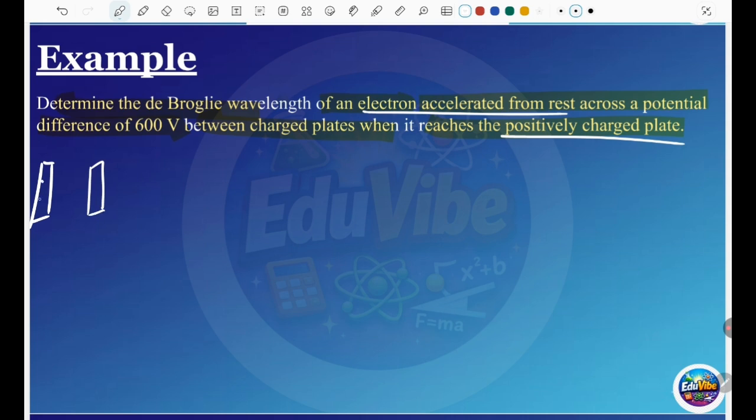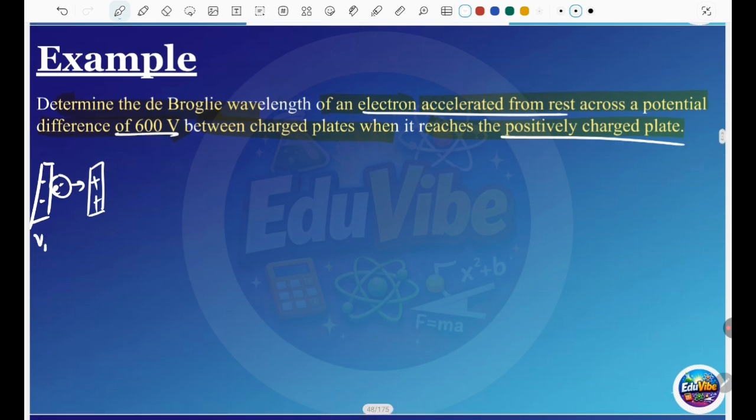So we have a negative plate over there, and this is a positive plate. The electron is over there, and it is moving towards the positive plate. They said that we have 600 volts of potential difference. So we have VA as 600 volts, and VB is going to be 0.